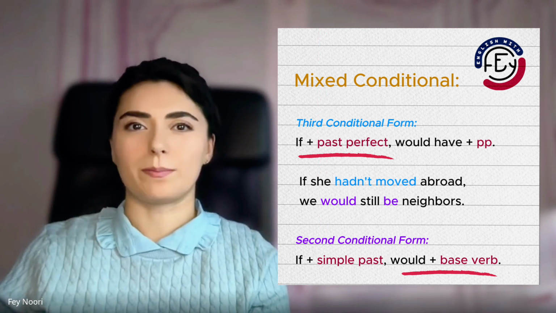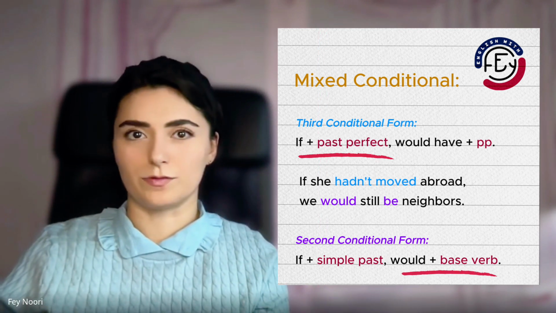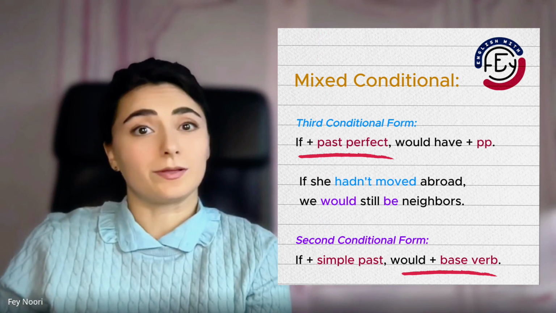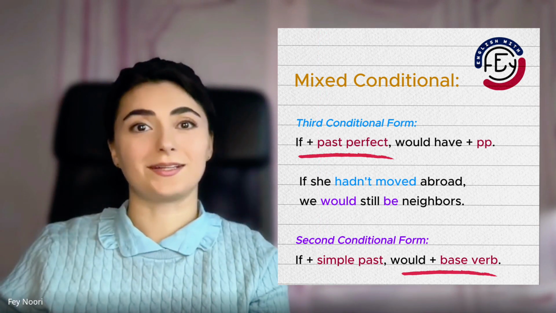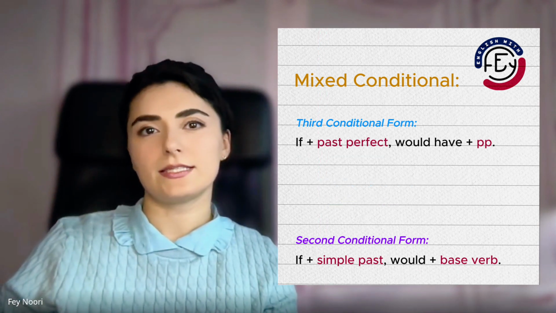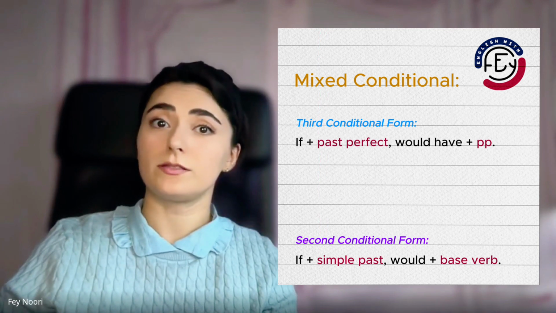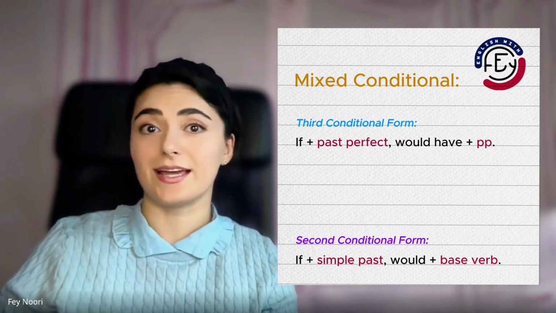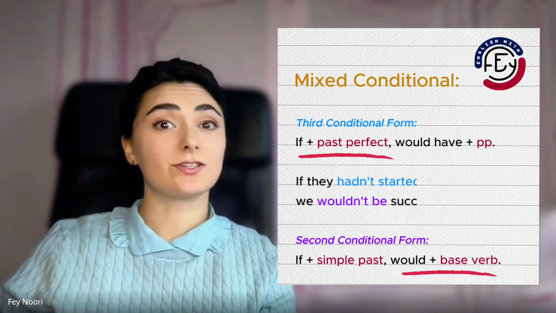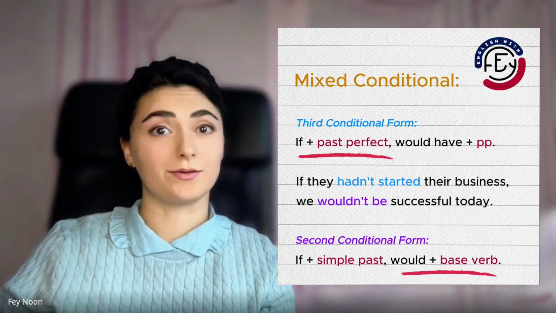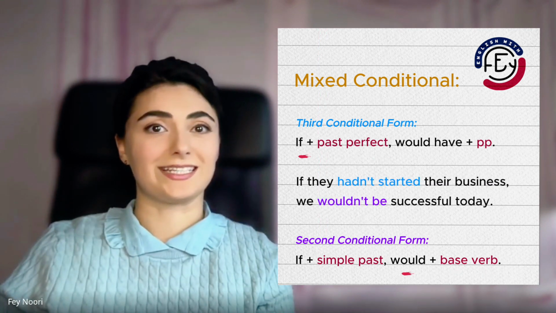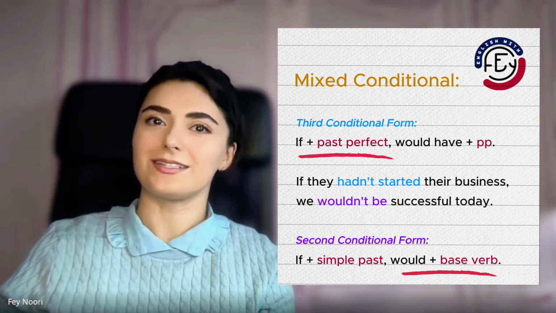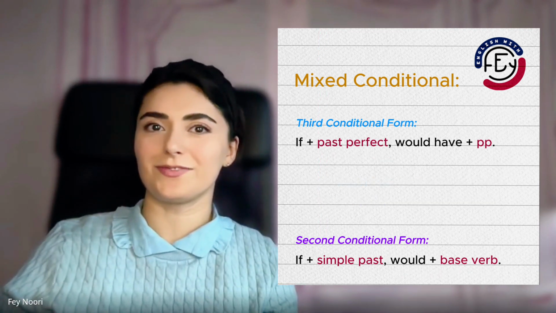Did you see how we mixed "if she hadn't moved abroad" from the third conditional with "we would be close friends today" from the second one? Let's say that you want to talk about two business partners that are very successful today. You can say, if they hadn't started their business 5 years ago, they wouldn't be so successful today.